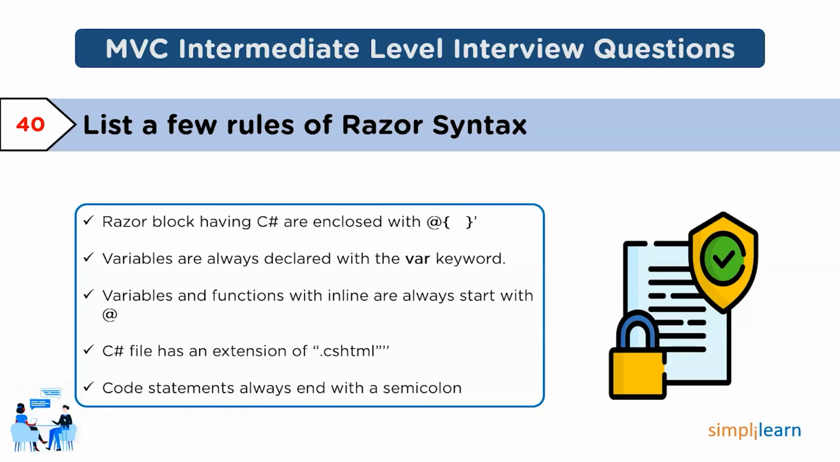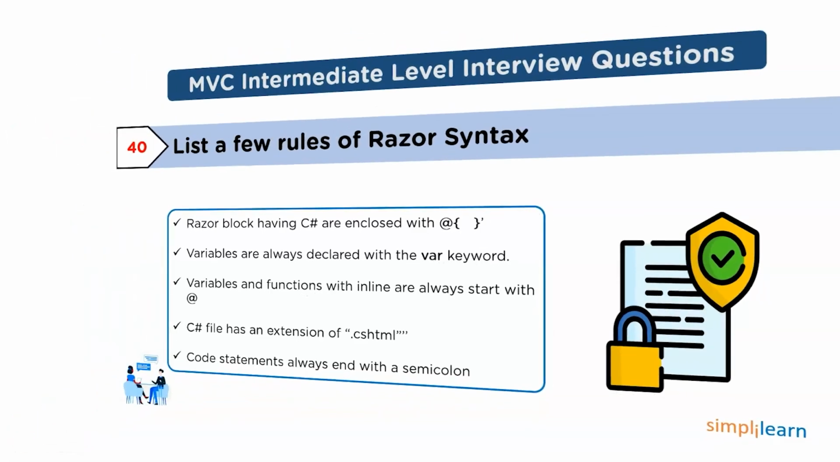Variables are always declared with the var keyword. Variables and functions inline always start with the symbol @. A C# file has an extension of .cs or .html. Code statements always end with a semicolon.